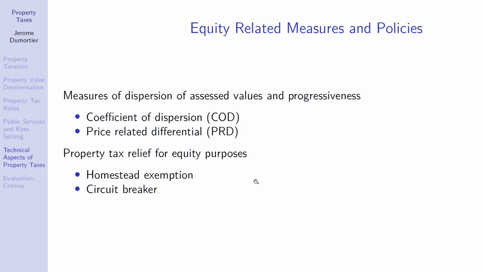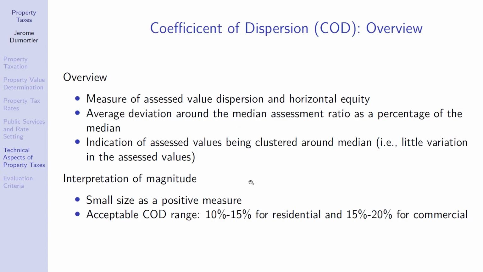So let's talk about the coefficient of dispersion first. The coefficient of dispersion is basically a measure of the assessed value and how it affects horizontal equity. What it means is it is the average deviation around the median assessment ratio as a percentage from the median. And it basically is an indication of whether the assessed values are clustered around the median or not. Usually a smaller value is better. So the acceptable range of the coefficient of dispersion value is between 10 and 15% for residential property and 15 to 20% for commercial property.